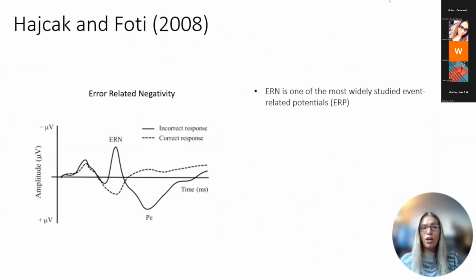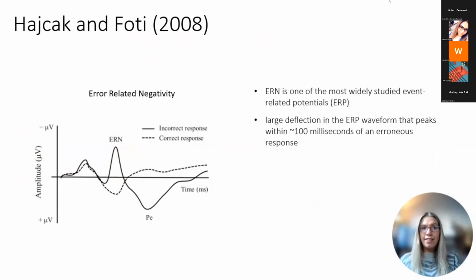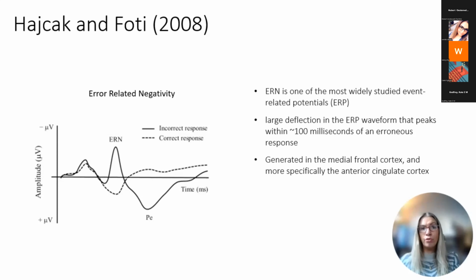The error-related negativity, also known as the ERN, is one of the most widely studied event-related potentials. The ERN is characterised by a large deflection in the ERP waveform that peaks within 100 milliseconds of an erroneous response, and studies utilising source localisation suggest that the ERN is generated in the medial frontal cortex, and more specifically the anterior cingulate cortex, although more recent studies suggest that the ERN might also arise from alternate brain regions such as the supplementary motor area or the pre-supplementary motor area. The ERN component is largely regarded as a neural index of response monitoring processes.